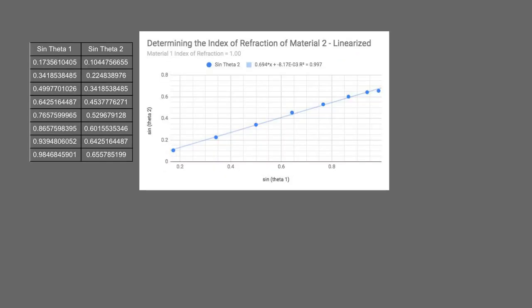Through all of that, what we've been able to figure out is that it's actually a sine relationship. So if we take the sine of theta 1 and the sine of theta 2 and we compare those values, we actually get this really nice linear relationship, right? And so we can then use that equation of the line, which in this case is y equals 0.694x plus b, which if you look, it's a really, really small number.